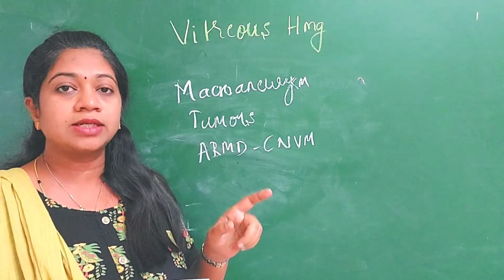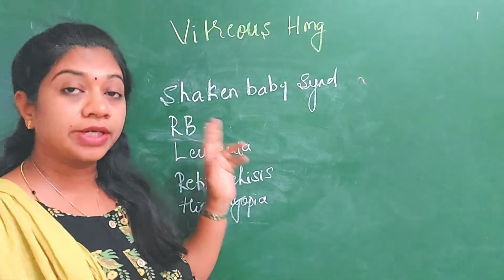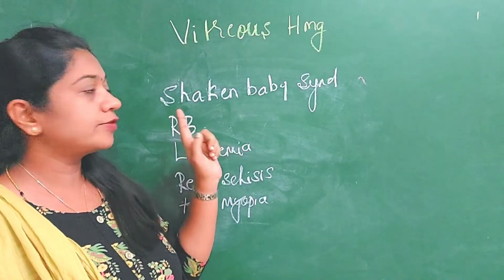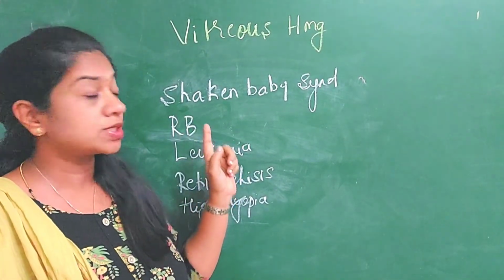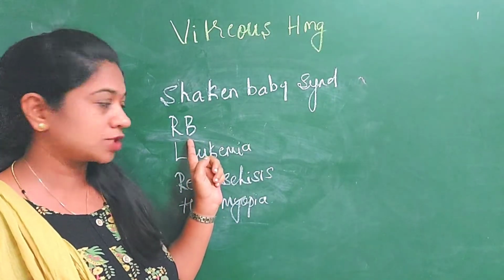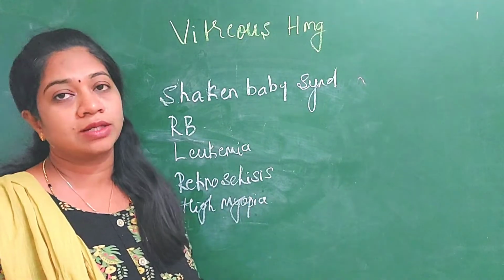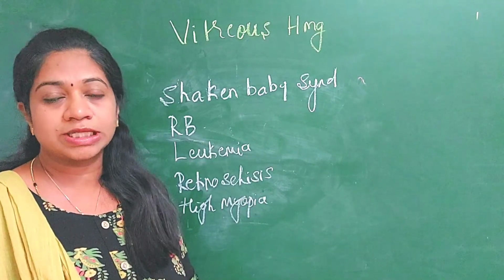If you look into the children, the causes for vitreous hemorrhage are a little different. If you see any child with a vitreous hemorrhage, you should suspect shaken baby syndrome, okay, or it can be harboring a retinoblastoma. Leukemias, retinoschisis, and even high myopia are the various causes of vitreous hemorrhage in children.